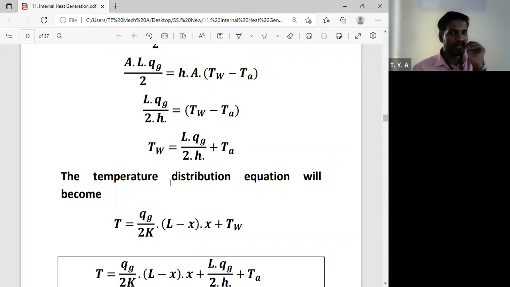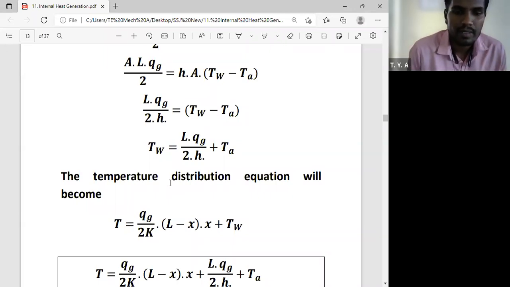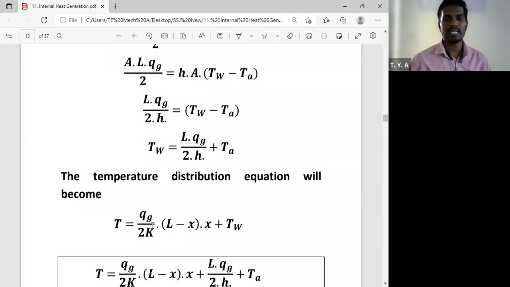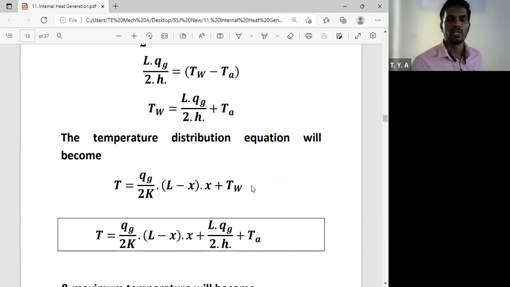Okay, so write down the equation. Temperature distribution equation will become, write down T is equal to QG by 2K into bracket L minus X into X plus TW. So TW ची व्हॅल्यू आपण कॅल्क्युलेट केलेली आहे. Put that value of TW. So equation becomes T is equal to QG by 2K into bracket L minus X into X plus L into QG by 2H plus TA.